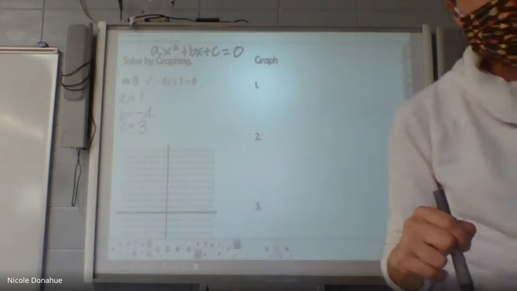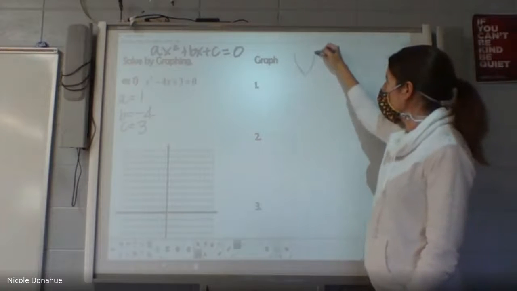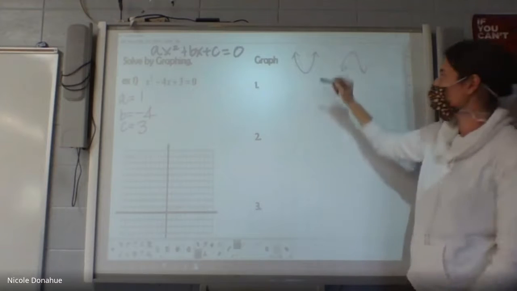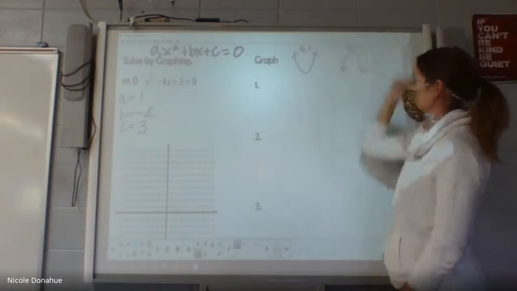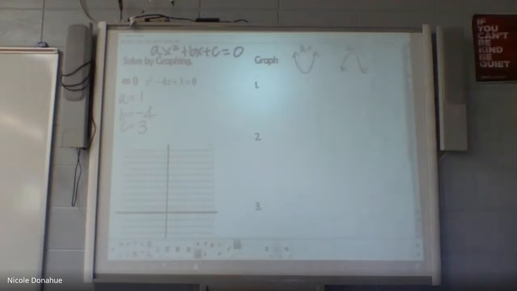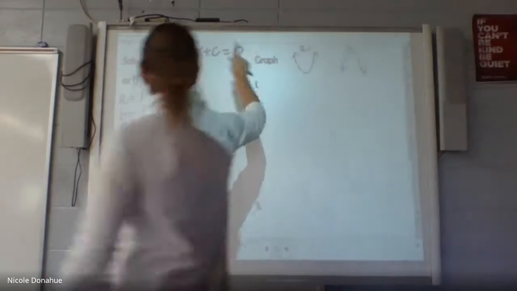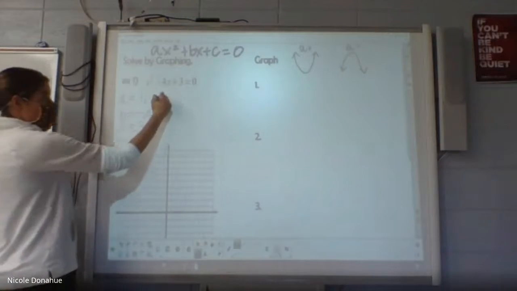The first thing we're going to do is talk about the graph. The graph is going to be either pointing up or down, depending on the A value. If A is positive, it's going to be happy. If A is negative, it's going to be sad. What if it's not happy or sad? Well, numbers are either positive or negative. Good question though. So A is a positive 1, so this would be a happy graph.